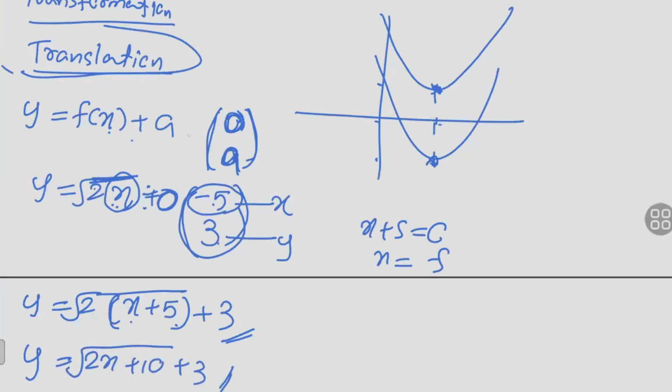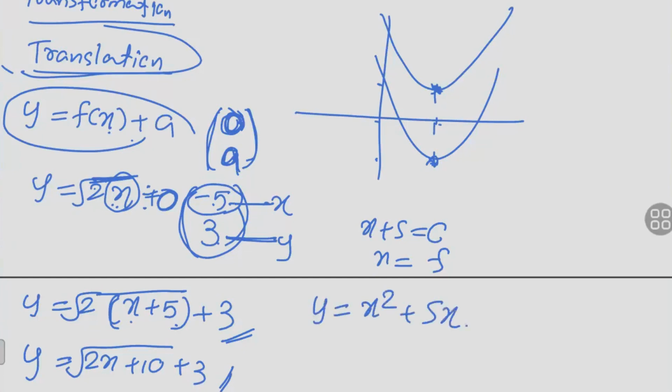This is how to translate by a vector sometimes. Now this one, x-axis wise 0. This is both translation. X-axis wise, y-axis wise, both translated. Right? I'll take another one, x squared. Now let's say y equals x squared plus 5x. Right? So this is translated by, now let's say you can write it 2 units.